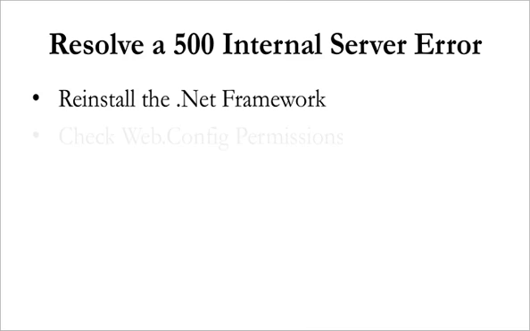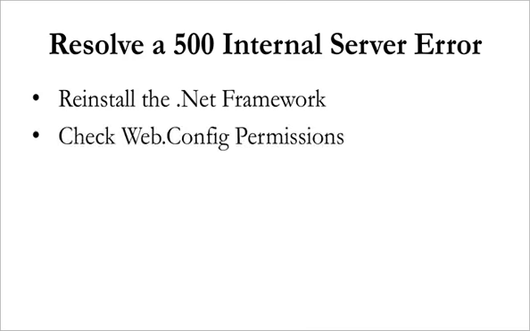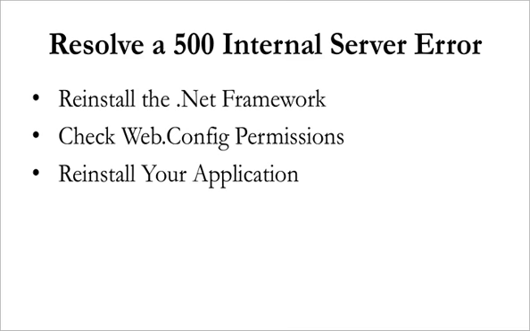The web.config file is a crucial component within .NET. If it's missing or corrupt, or if the permissions on the file have changed, this could cause HTTP 500 errors. Check the permissions in the first instance. Back up your data and reinstall your application if it's practical to do so.